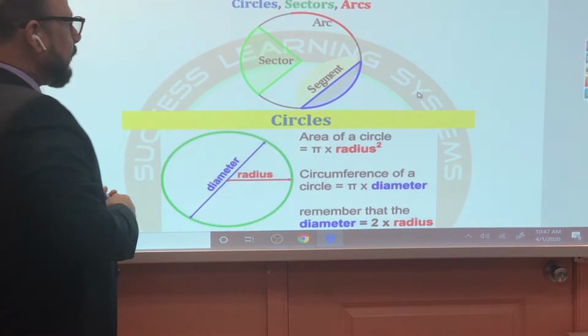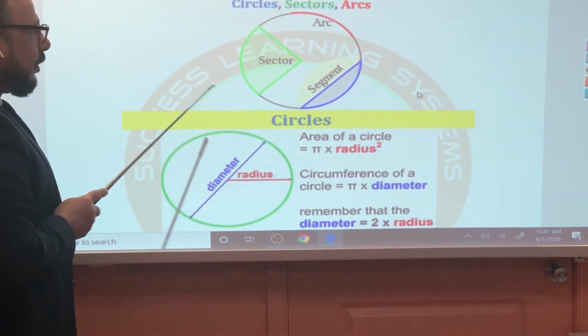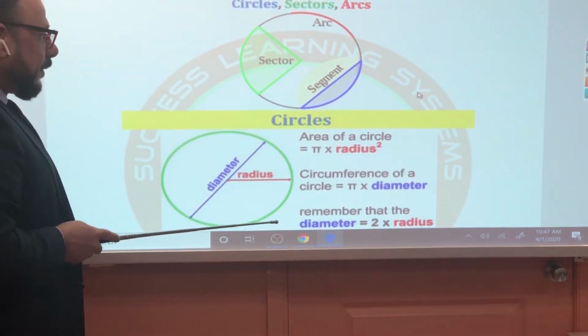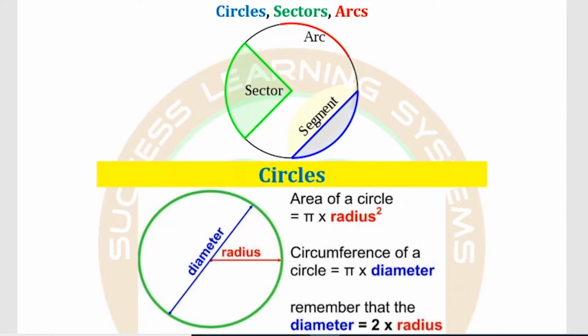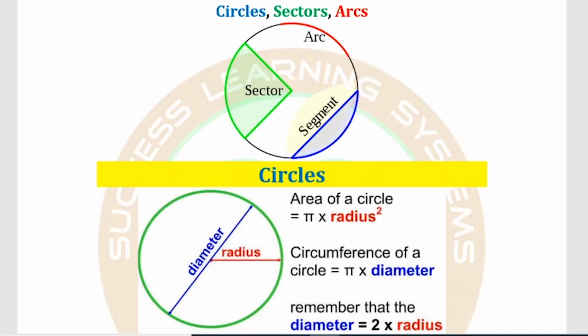This small piece, you see the green piece here, is what we call a sector, like a sliced pizza. What do I have to know for the SAT? The area of the circle. What is the area of the circle? Pi times the radius squared.